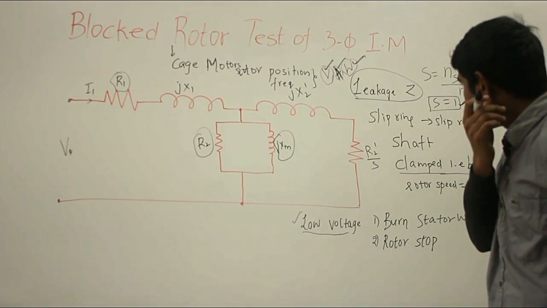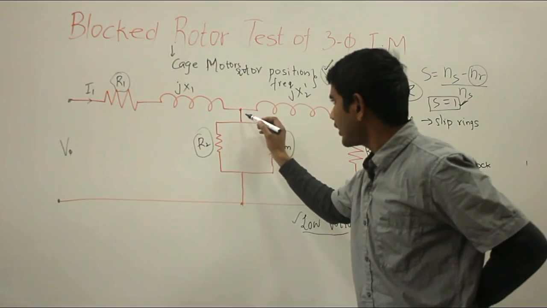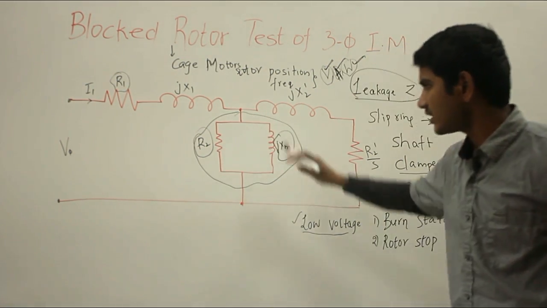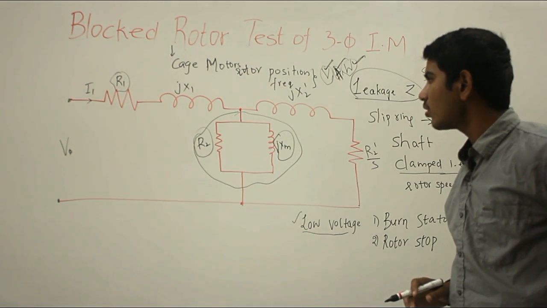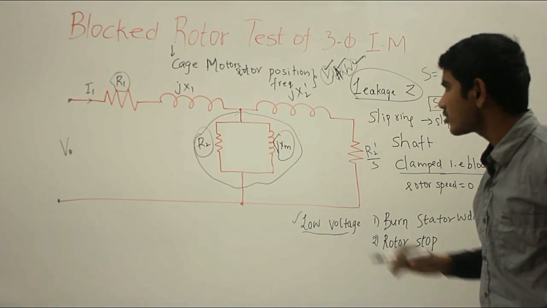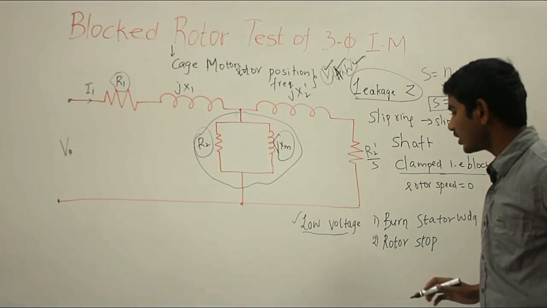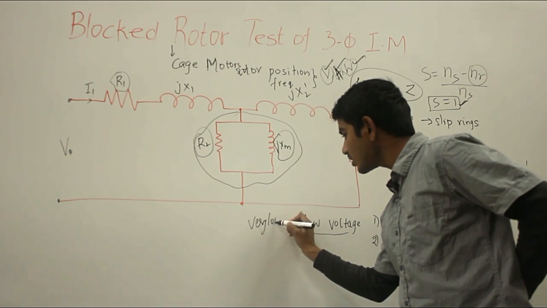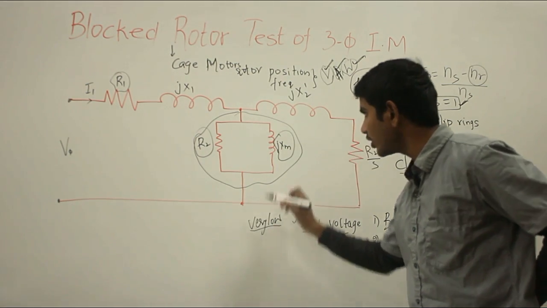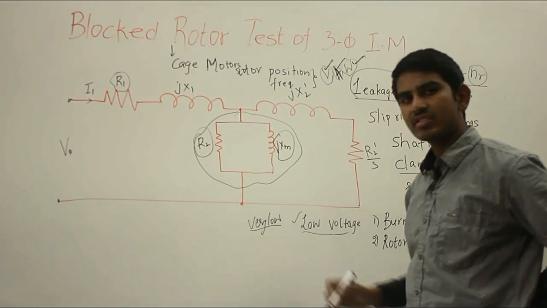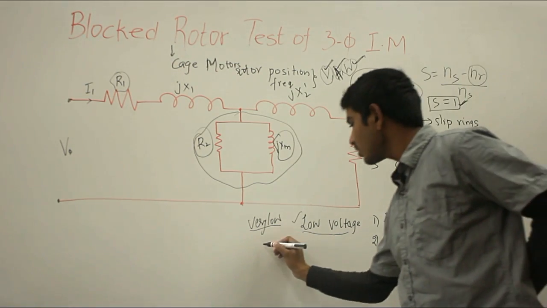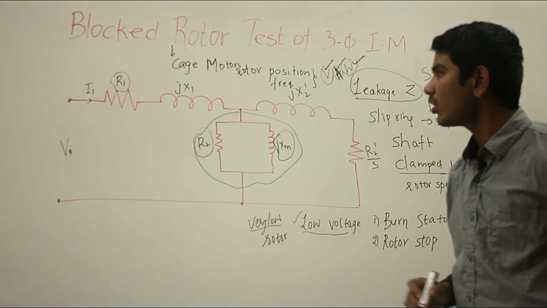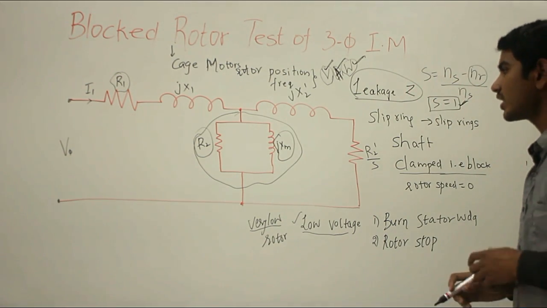Once you have these parameters, you can calculate the equivalent parameters for your 3-phase induction motor. Now here we are going to neglect the shunt branch, because this gives your core loss component, and the core loss of your 3-phase induction motor is very low at this low voltage. So we neglect this branch, and the frictional losses are also negligible as the rotor is stationary. But the stator copper losses and the rotor copper losses are considered here.